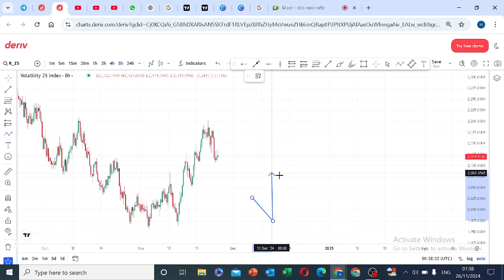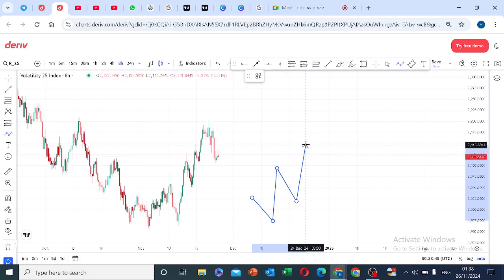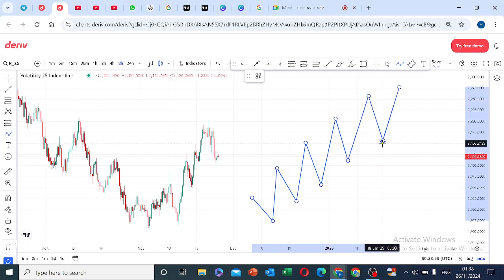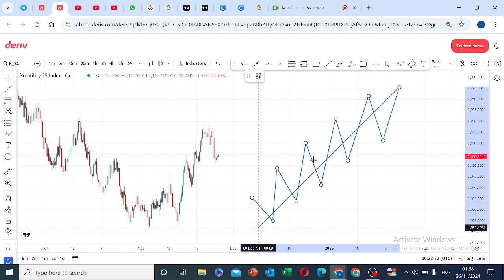It creates a high and creates a low, creates a new high, creates a low, creates a new high, creates a low, creates a new high. So it keeps repeating the process until this level. So this is an uptrend. All of these things you are seeing here, it's an uptrend. Are you with me?